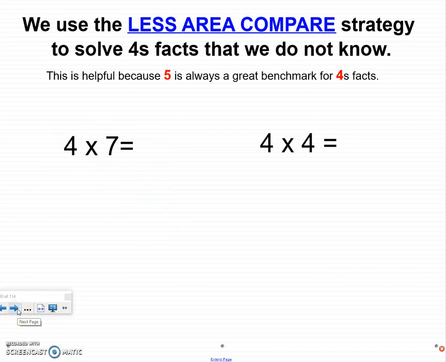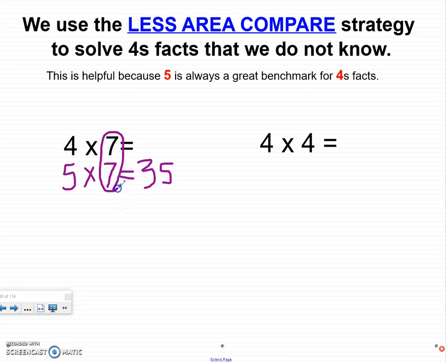Another factor that less area compare is really helpful for solving are problems with factors of 4. Anytime a student is trying to solve a 4's fact, they can always use the less area compare strategy, because 4 is really close to 5. It's right next door to 5. It's 1 less than 5, and 5 is another factor students are generally really familiar with their facts for. So if I don't know 4 times 7, I could use the benchmark fact 5 times 7, because 5 times 7 is really close to 4 times 7. It has a common factor, and of course I know 5 times 7 equals 35.